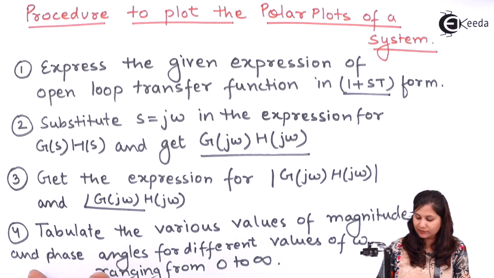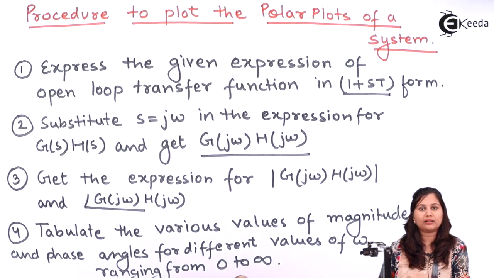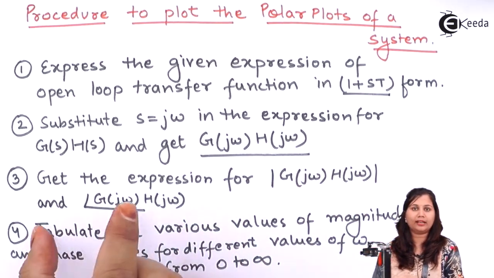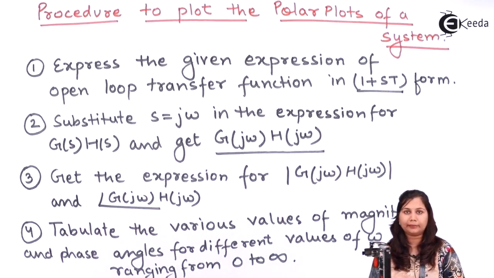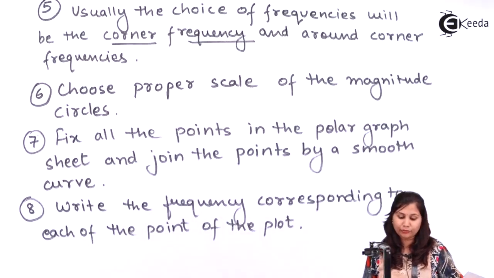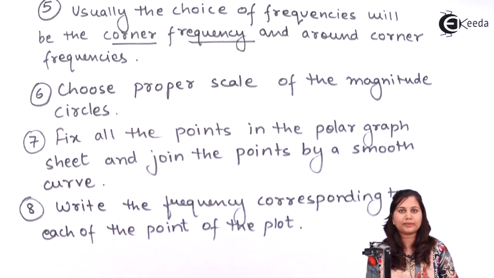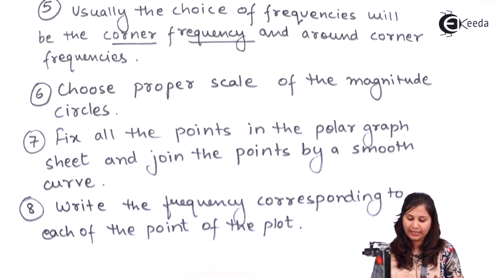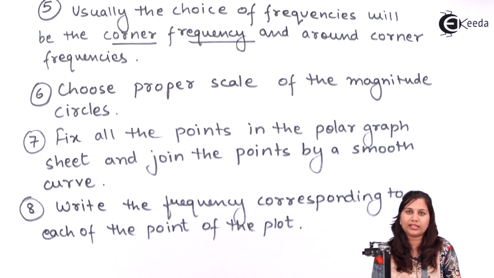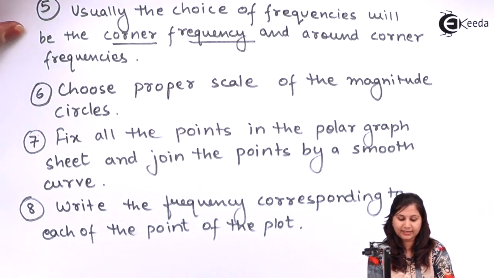Then for various values of omega between 0 to infinity, calculate the magnitude and the phase angle and form a table. After forming that table, you have to choose a proper scale for the magnitude, fix all the points, join these points by a smooth curve, and write the frequencies on the radial lines which are representing the phase angle of the system. So these are the steps.